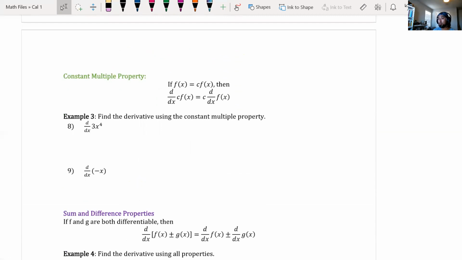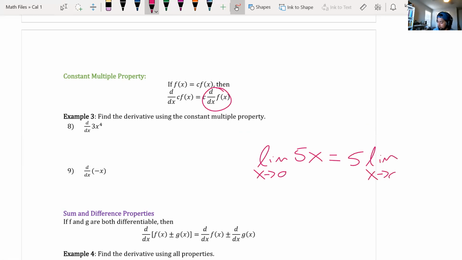The next rule for derivatives is called the constant multiple property. Basically saying if you have a coefficient or a constant in front of your function, then just move that constant to the side and take the derivative of your function. And then when it's done, multiply your constant back in. That kind of follows the limit properties that we had. Remember, if we had the limit as x approached some number of 5x, we could take that 5 and move it to the front. So these limit properties and the derivative properties are similar.